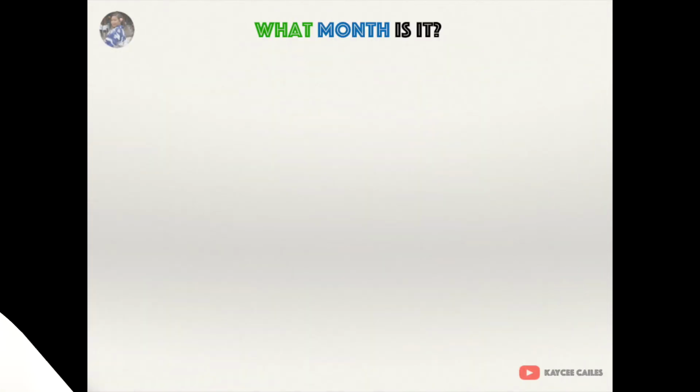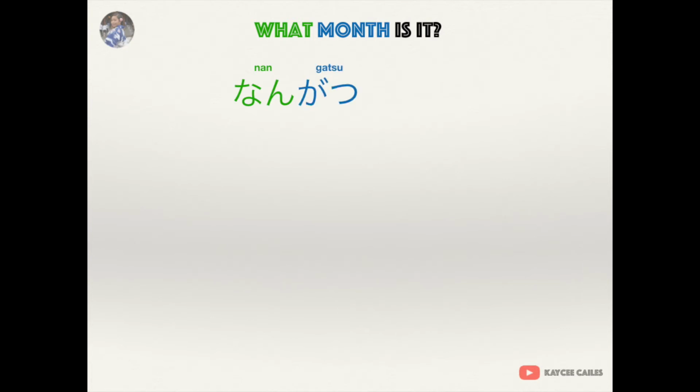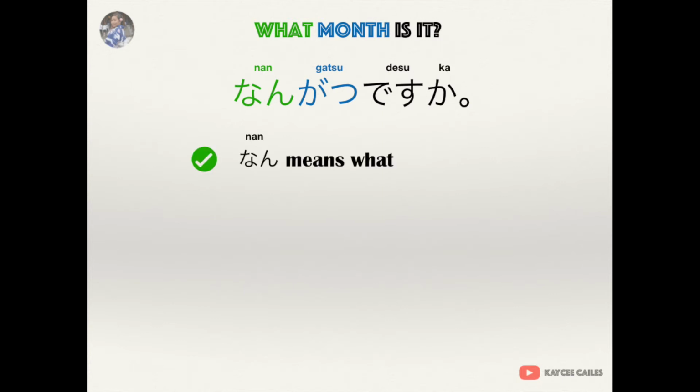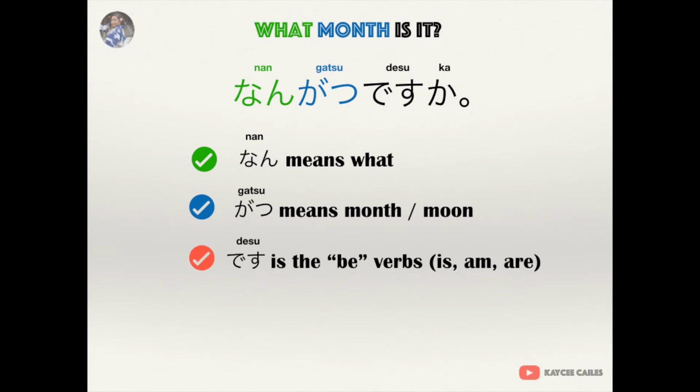Remember? If you want to ask, what month is it? In Japanese, we say nangatsu desu ka? Nan means what, which comes from the word nani. And then gatsu means month, as mentioned earlier. Desu is a be verb. And then lastly, we have ka, which is added to form a question.